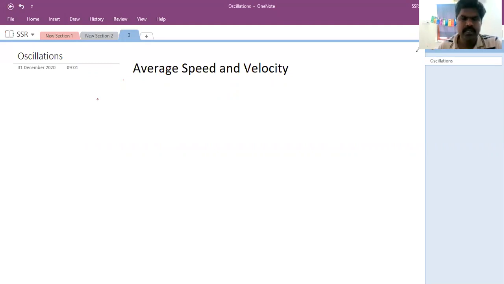You can see here first what is the particle displacement maximum. Consider a particle from the mean position. This is the mean position O. This is the right extreme. This is the left extreme. So left extreme, let us say A, right extreme, let us say B. This we know already. This is the mean position O.